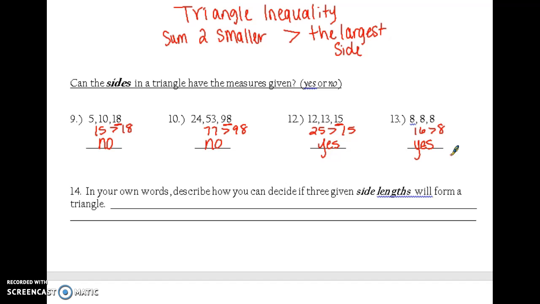So in your own words, describe how you can decide if the three given side lengths will form a triangle. Well, that's exactly what we said at the beginning of this section. The triangle inequality theorem states that the sum of the two smaller sides is greater than the largest side. So that's how we could prove that these three were in fact triangles.